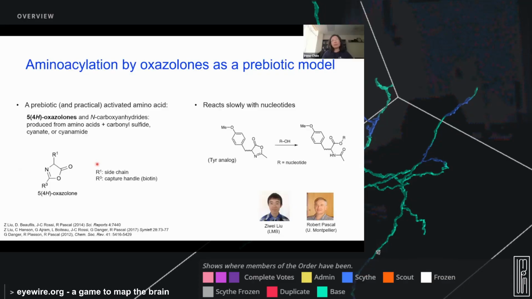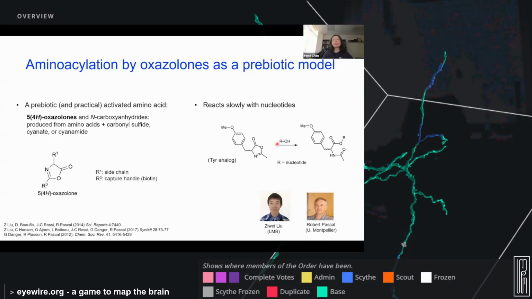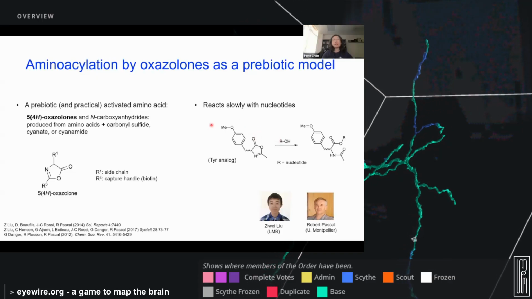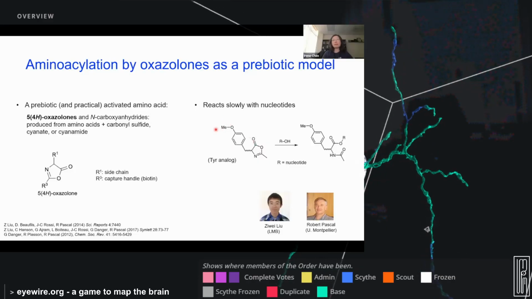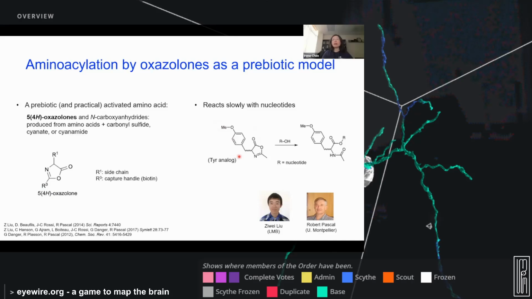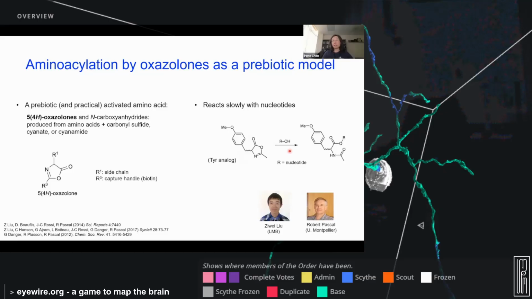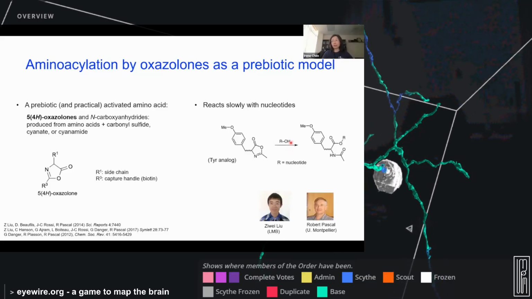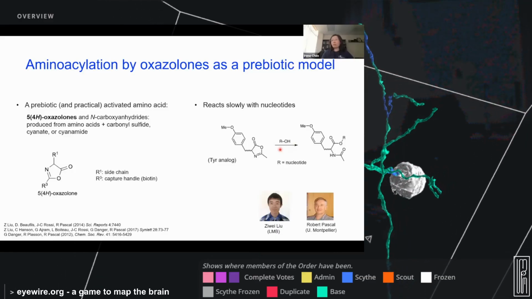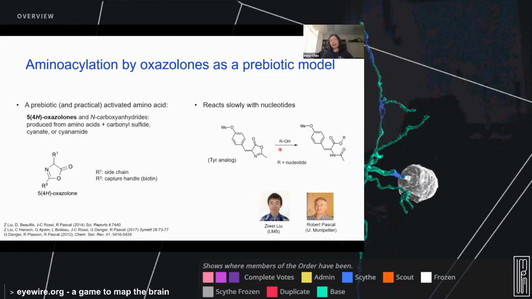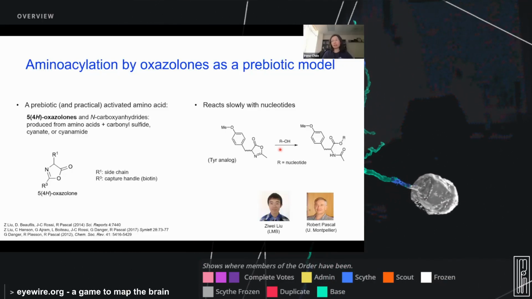Ziwei had also shown that these oxazolones react slowly with nucleotides. So here is a tyrosine analog. Here you can see the side chain has been methylated, protected on the OH. It is our tyrosine analog, and Ziwei had already shown that it reacts slowly with mononucleotides. So it's a thermodynamically downhill reaction. We just needed to find an RNA sequence that would catalyze this reaction.